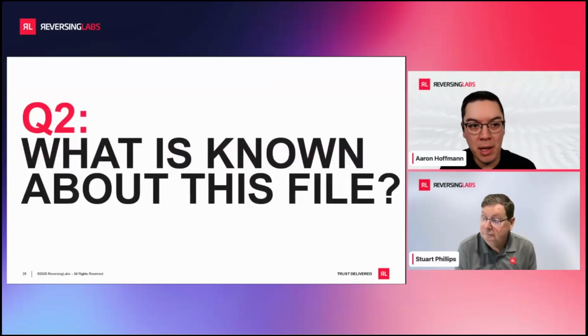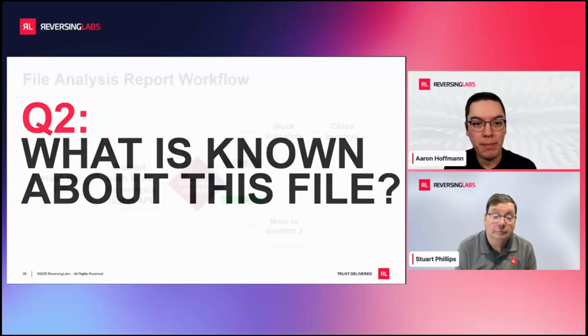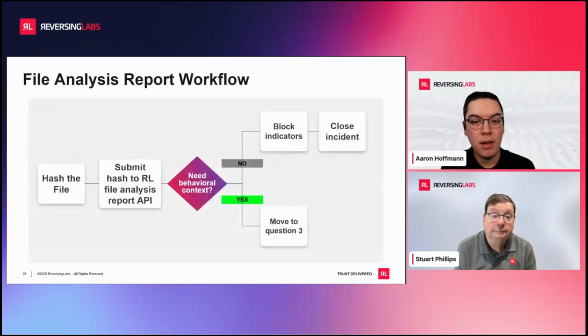All right, so we're rolling into question number 2. We had just discussed, has anybody seen this file? And now we're going to talk about what is known about this file. Similar to before, in this workflow we are using the file analysis report API that we also have with Spectra Intelligence. Same thing again, where you take the file hash and submit that to the API.